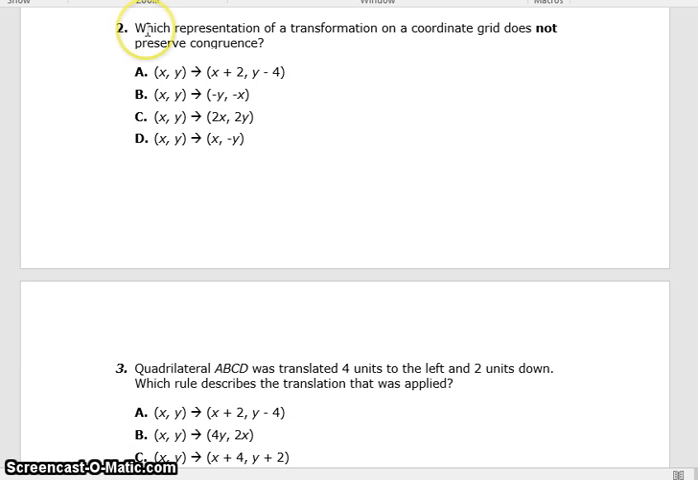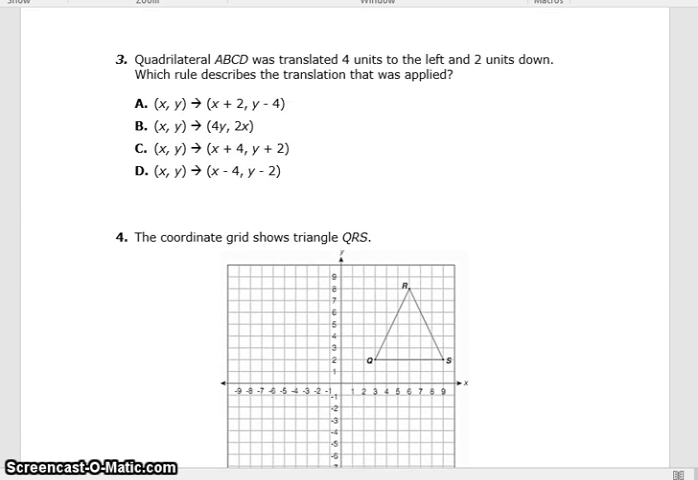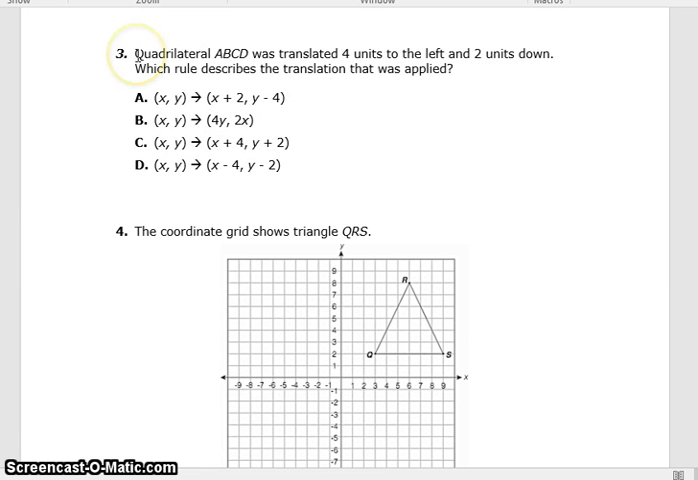Number 2. Which representation of a transformation on the coordinate grid does not preserve congruence? Number 3. Quadrilateral ABCD was translated 4 units to the left and 2 units down. Which rule describes the translation that was applied? 4 units to the left and 2 down.